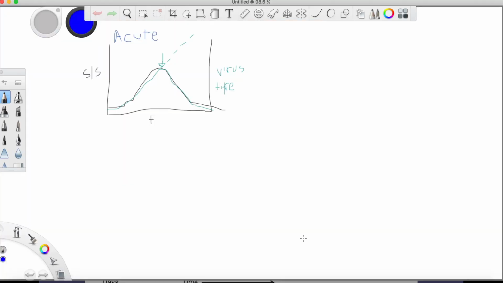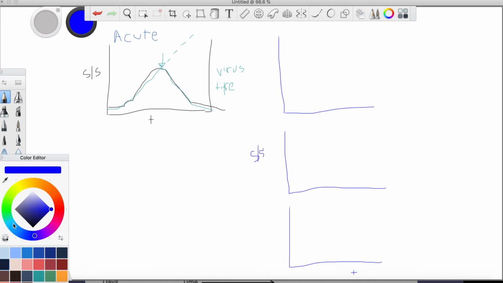So if we were to just add these things to my horrible drawing here, we can add our persistent infections over here, where we have 3 different types of persistent infections. In all cases, we have time on the x-axis and signs and symptoms on the y, and if we wanted to, we could also plot, just as before, virus titers on this side.